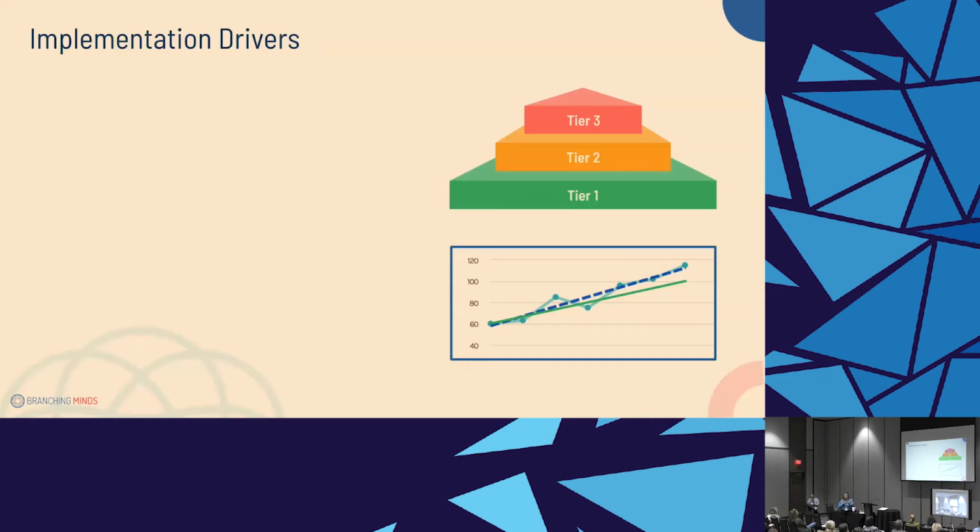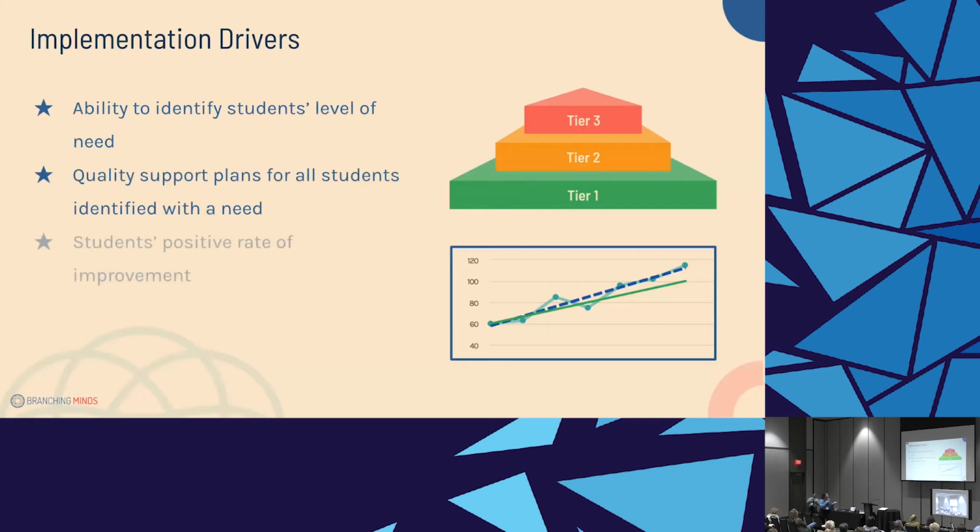So the first thing that you need to look at are your implementation drivers. This is the thing I'm going to talk about first, not because it's the most important, but because it is the most connected or the most relatable to you, right? Like instruction and intervention. Those are the data points that we think about when we think about implementation drivers. This is your ability to identify students' level of need. How do you know who's doing okay with just tier 1 support alone? How do you know who needs that extra boost to get to grade level standards? How do you know who needs that super boost to get to grade level standards?